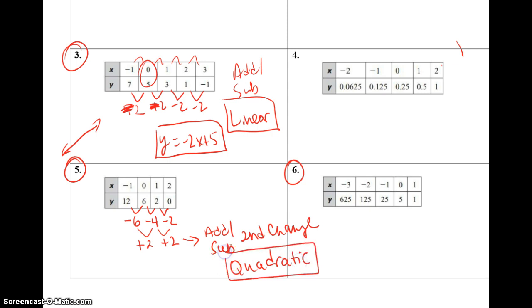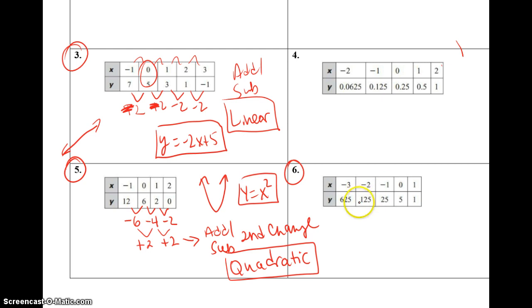So from a table, it looks at first like you're just going to be subtracting or adding different numbers, but then the second time you look at the difference, it'll be consistent, and that's how you know it's quadratic. Of course, you would see parabolas for the graphs, and on the equations you would see an x squared as the highest exponent.